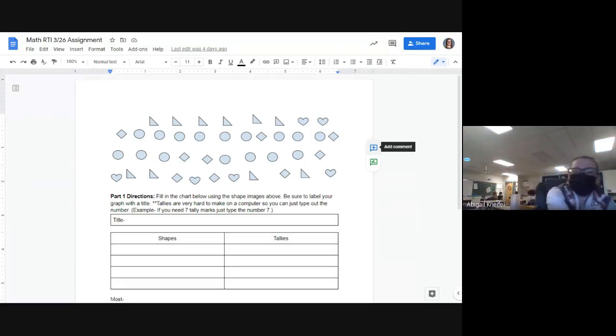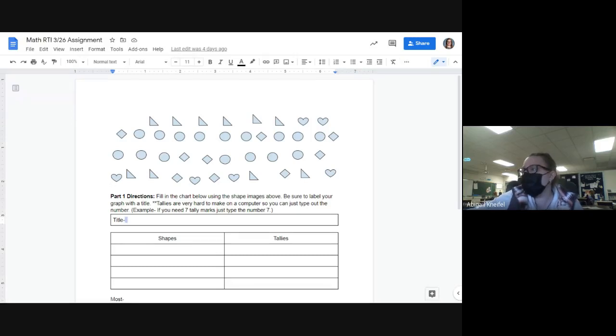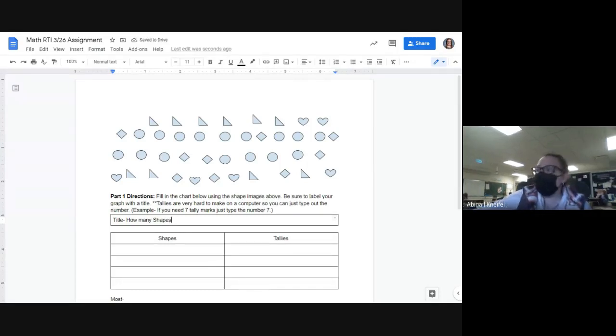Anyway, the first part said fill in the chart below using the shapes, images above. Be sure to label your graph with a title. I also said tallies are hard to make on a computer, so you were able to just type the number. The example was 7. I did not say just type 7s, okay? I had someone do that. It was not the directions. As for titles, I could be like, how many shapes? I think everyone put a title except for one person. If you were the person that forgot a title, make sure to do titles.